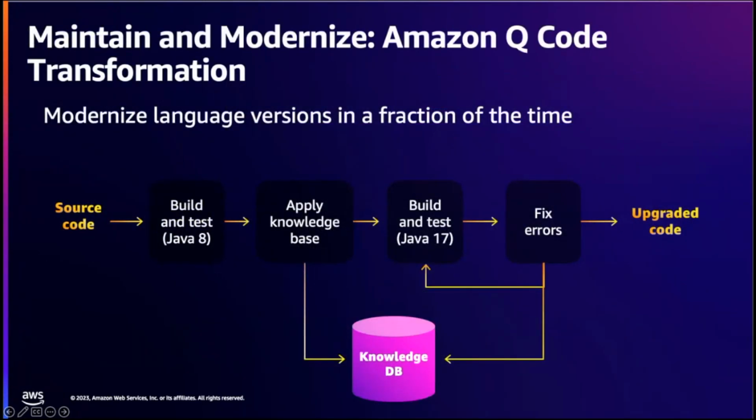And one additional and really important thing is the ability to maintain and modernize code. For now, we support migrating from Java 8 to Java 17. We're going to be adding new capabilities soon so you can perform a .NET Framework to cross-platform .NET upgrade. This is going to be a new capability that's going to be released soon. With this, it's going to help you port applications from Windows to Linux much faster than you can do today.